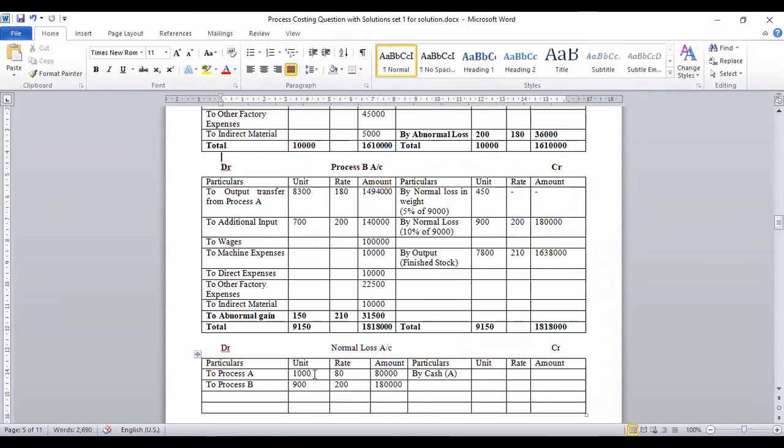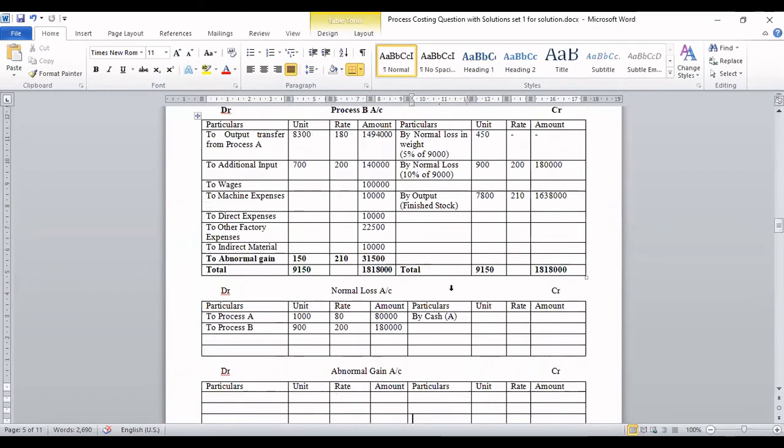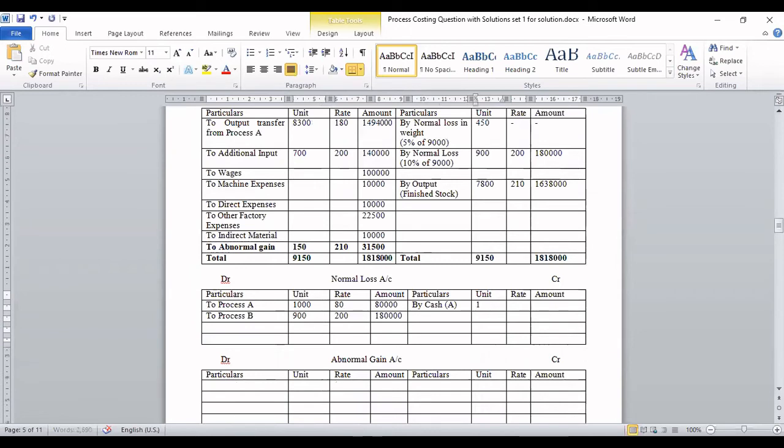See, in process A, what happened? Just check. In process A, there is abnormal loss. So whatever loss you have expected, that is there, plus additional loss is there. Correct or not? Yes, sir. So at least I will sell this whole 1,000 units at scrap value. Yes or no, beta? Yes, sir. And what rate? 80. And what will be the amount? 80,000.